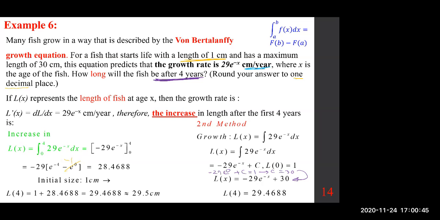What is the advantage of this? If the question had a few parts, how long will the fish be after 4 years? Part A. How long will it be after, I don't know, 10 years? Part B, so on and so forth. All you have to do is L of 4, L of 10, and you don't have to integrate again. So that would be the advantage of that. Either way is fine. Again, one gives you the amount of increase, and one gives you the general function you plug in.